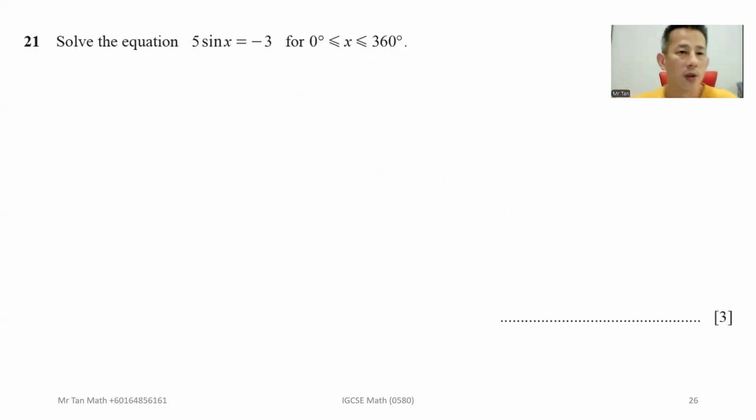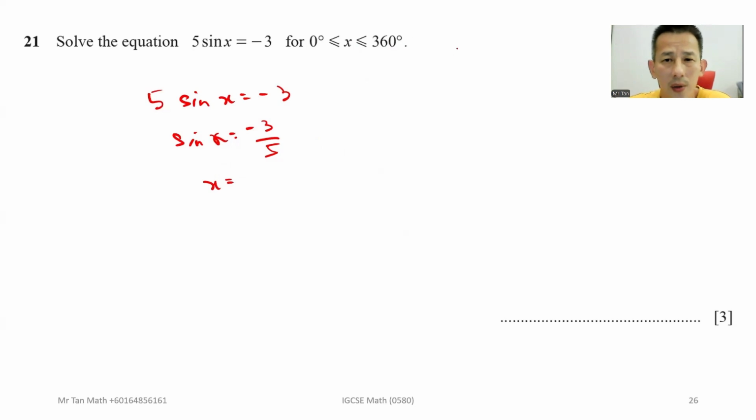21. Solve the equation 5 sine x equal to -3. So 5 sine x equal to -3. So sine x equal to -3 over 5. So x should equal to, okay.